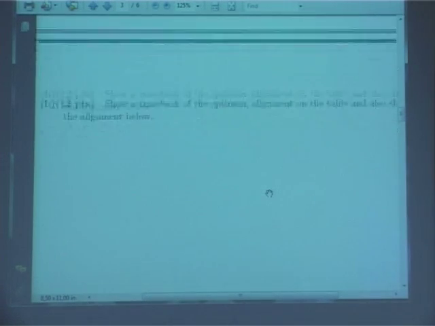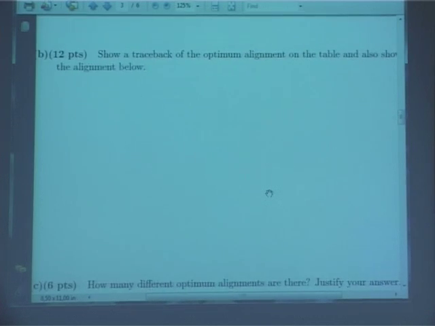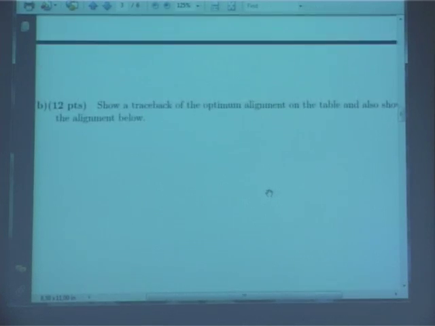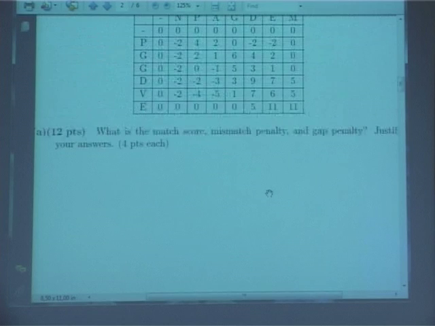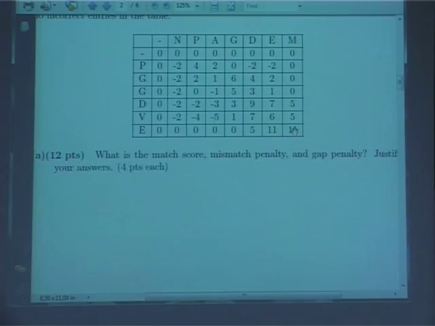Now, let's look at part B. I have 3 parts, right? Show a traceback of the optimum alignment on the table and also show the alignment below. So we are going to start with this, and I know my scores now. Since you know your scores, you can do a traceback easily. We are going to start with this rightmost entry, which is 11. So from this rightmost entry, where are you going to go next?